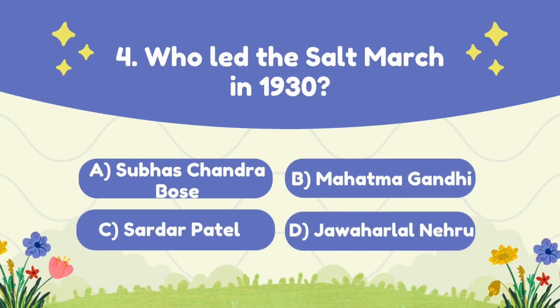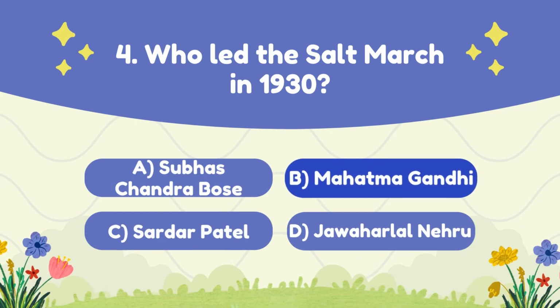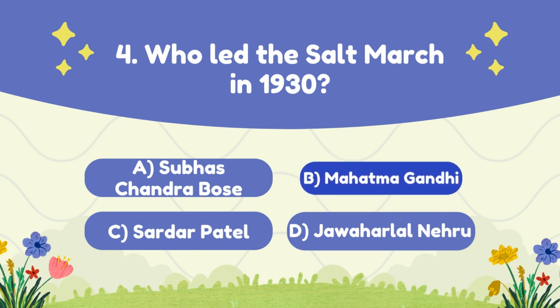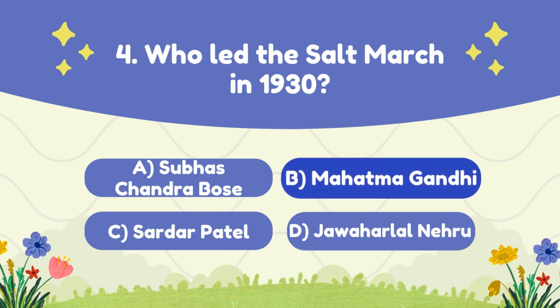Who led the Salt March in 1930? A. Subhas Chandra Bose. B. Mahatma Gandhi. C. Sardar Patel. D. Jawaharlal Nehru. The answer is Mahatma Gandhi. Also known as Dandi March, it was a key movement against British salt laws.